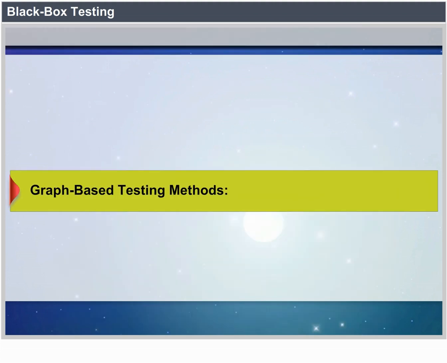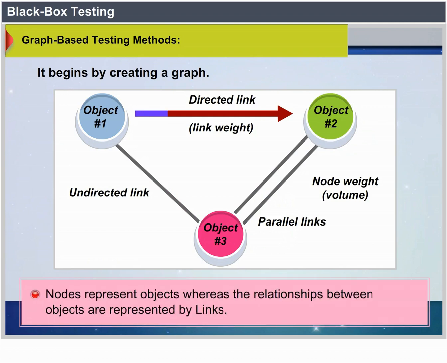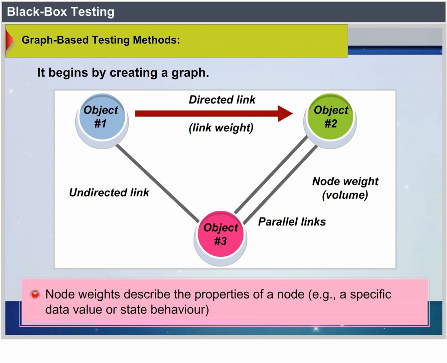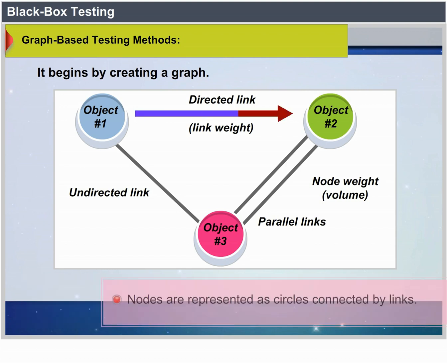Graph-based testing methods. It begins by creating a graph. Nodes represent objects, links represent the relationships between objects. Node weights describe the properties of a node, that is, a specific data value or state behavior. Link weights describe some characteristic of a link. Nodes are represented as circles connected by links.